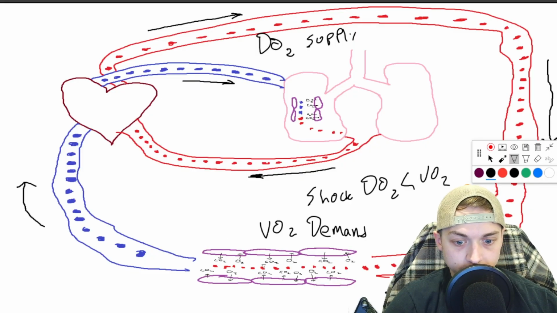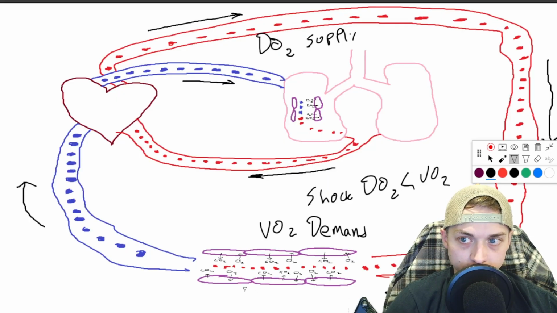Okay, and then from here, your tissues are going to extract the oxygen. They're going to dump off that CO2. It's going to go all the way back into the right side of your heart. And then the loop starts again.